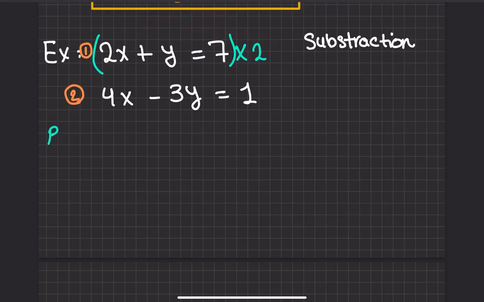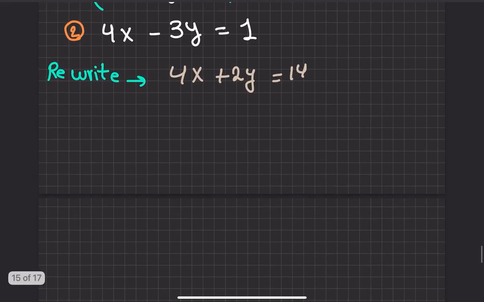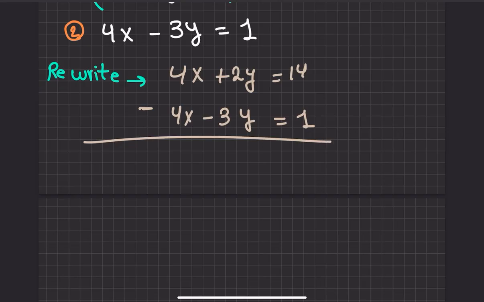So if you rewrite it, it would be like this: 4x plus 2y equals 14. And then it's gonna be 4x minus 3y equals 1. It told me to use subtraction, so it's gonna be 4x minus 4x, 0x, so it cancels each other out.